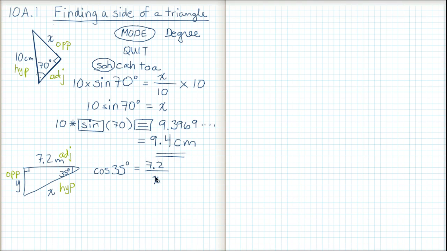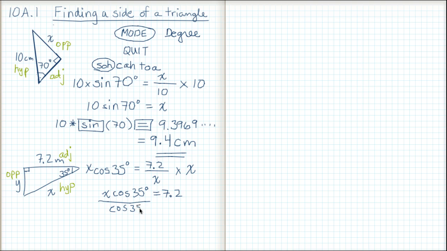Here I see that this is a bit of a different calculation because the side that I'm looking for is in the denominator of the ratio. In this first example, it was in the numerator, so I can't just multiply by 7.2 and get the answer. I first have to multiply by x on both sides to get it out of the denominator. So I get x cosine 35 is equal to 7.2. And now I can solve for x, but instead of dividing by a number here, I'm going to divide both sides by cosine 35 degrees.